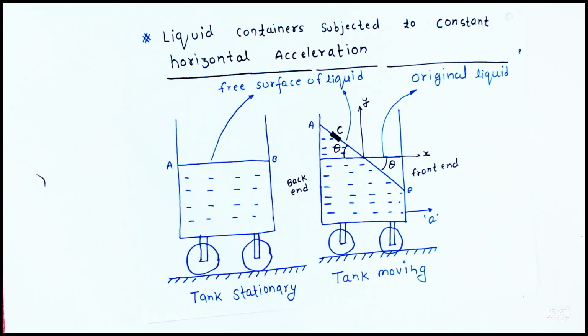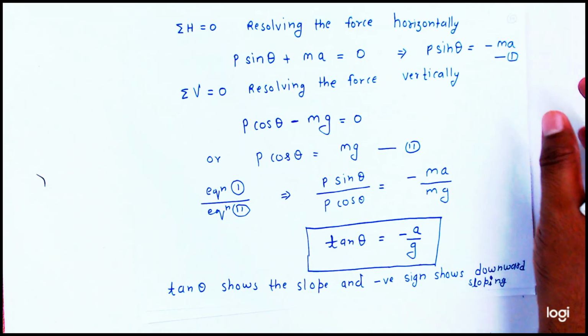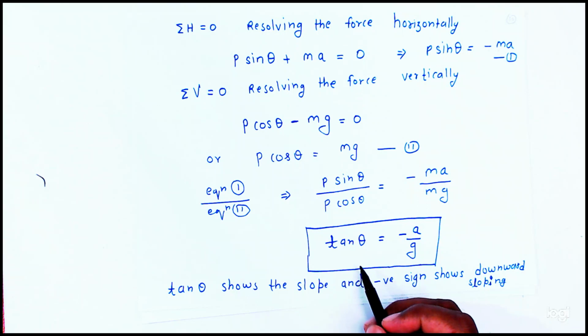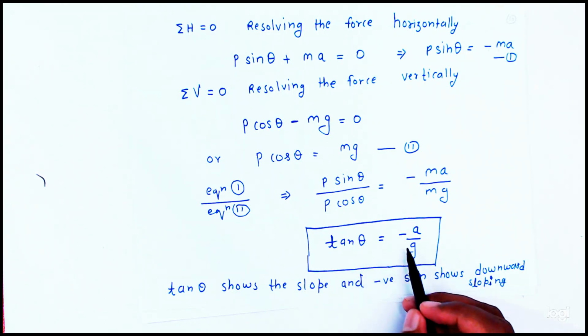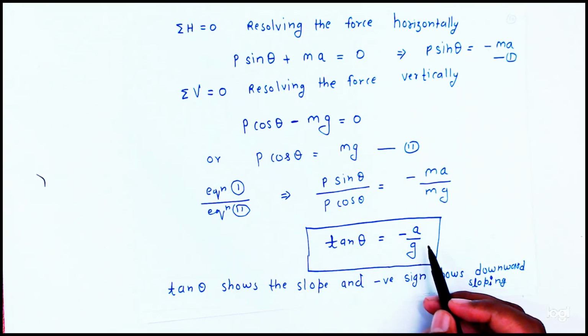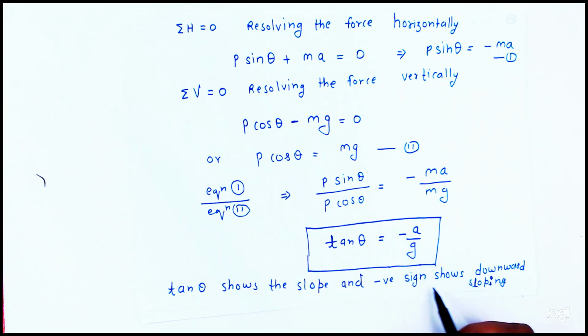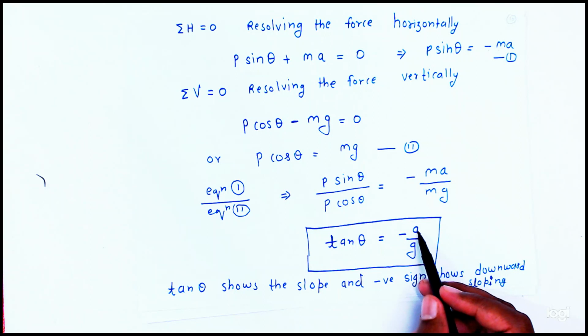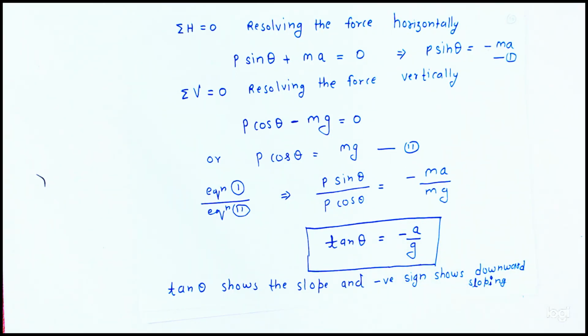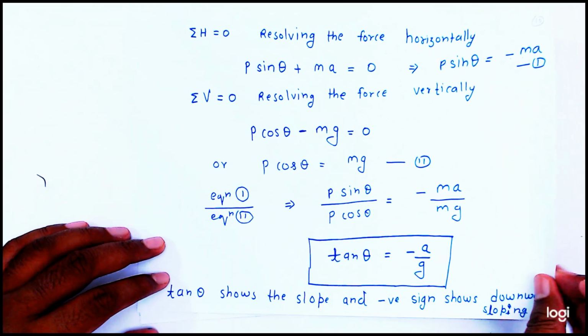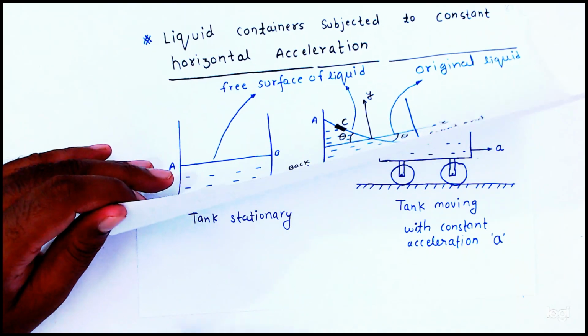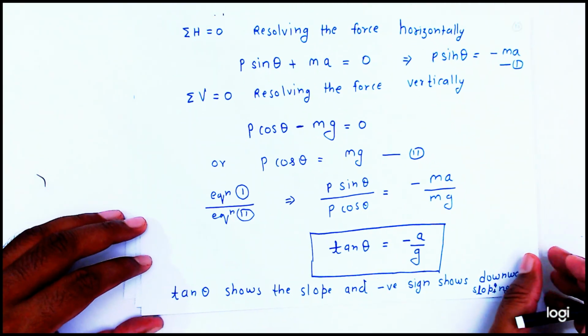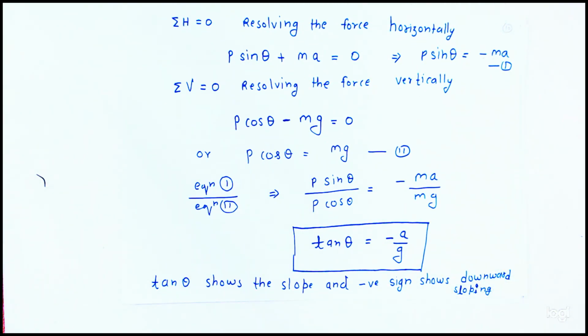Friends, we have determined how much the slope will be. The first point is we have to determine the slope. So the slope is equal to minus a by g, and this negative only shows the direction of the slope. The magnitude is a by g, which is the slope value. Okay, friends. So we are able to determine the slope.